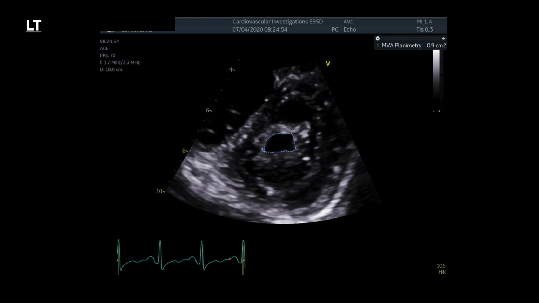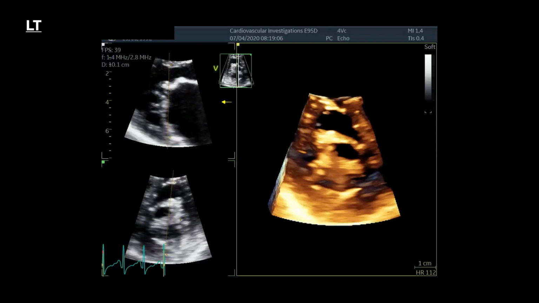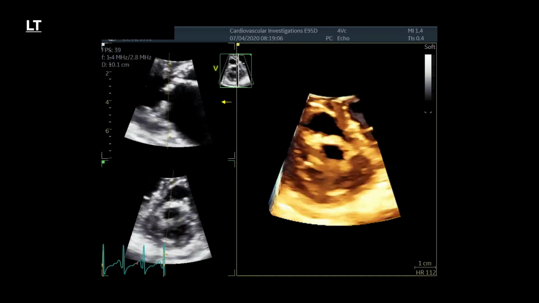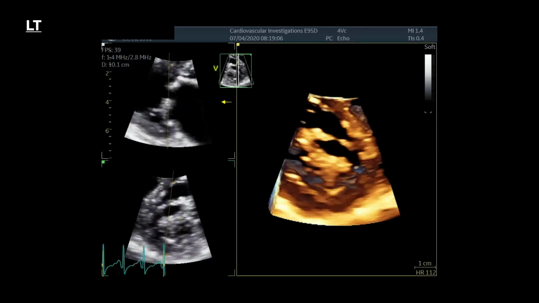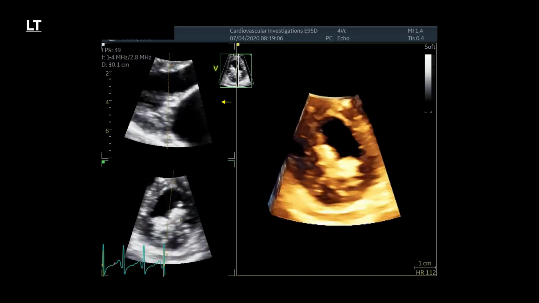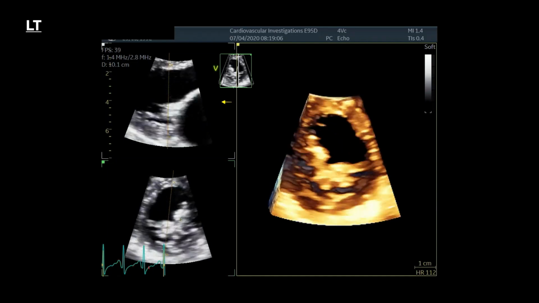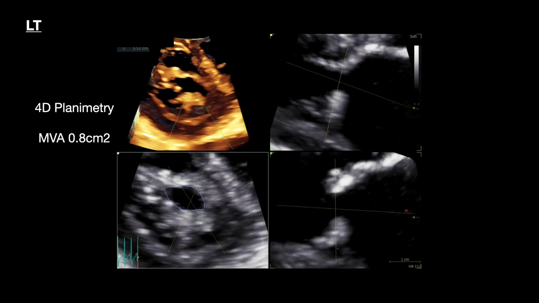So then retrospectively, sometimes it's easier to go back once you've taken all the pictures and then do the planimetry. So in 2D, the mitral valve planimetry is 0.9 centimeters squared, which would put the stenosis in the severe category. And then this is just demonstrating that you can get 3D and 4D images to help perform that measurement as well, if you have the skills and the technology. With 4D planimetry, the mitral valve area was 0.8 centimeters squared, which is consistent with the 2D.